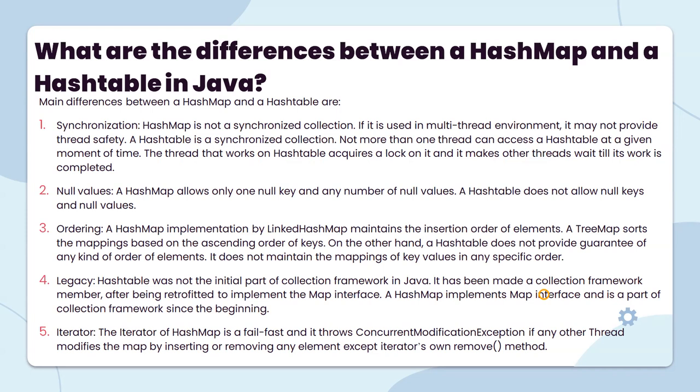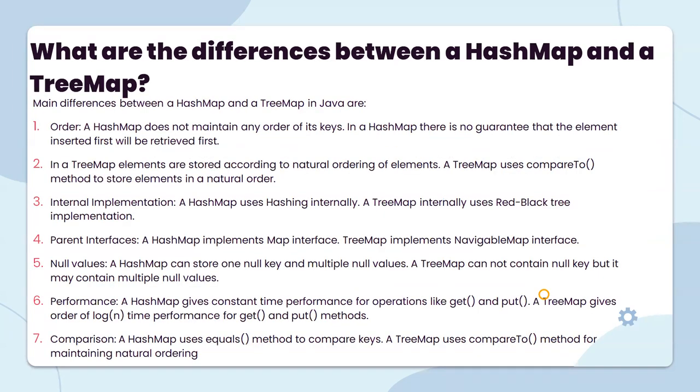Synchronized, non-synchronized. Hashtable is synchronized, HashMap is non-synchronized. Null values, ordering, legacy, and iterator. Next question is: what are the differences between HashMap and TreeMap?